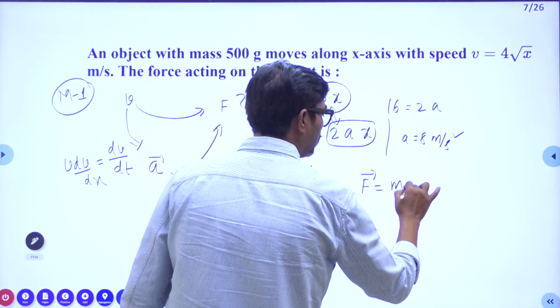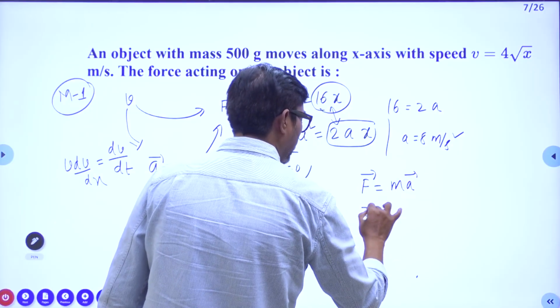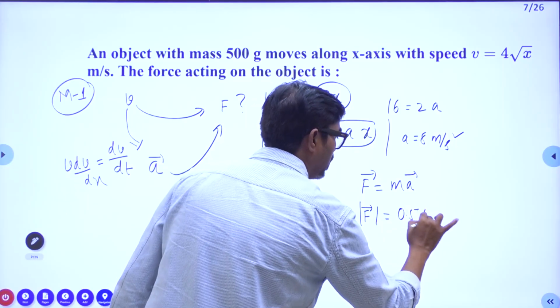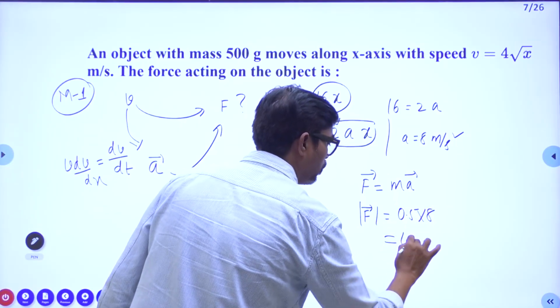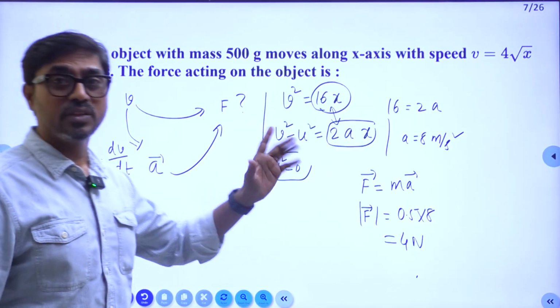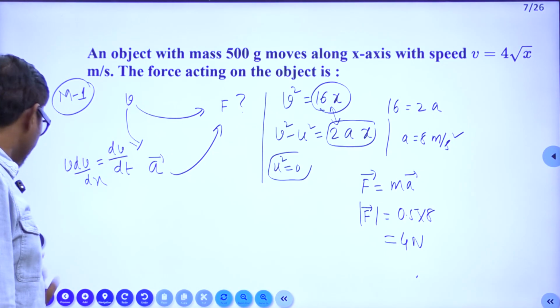Force is equal to mass into acceleration. Just the magnitude, if I want: mass they gave 500 gram, which is 0.5, into 8. So you will get 4 Newton, right? That's the answer, very straightforward, but comparing with the kinematic equation. Let's go to the next problem.